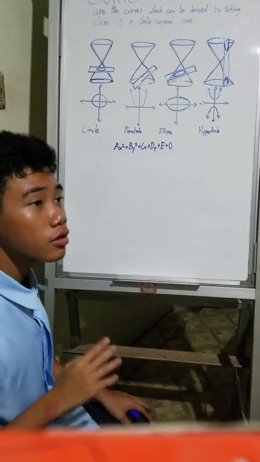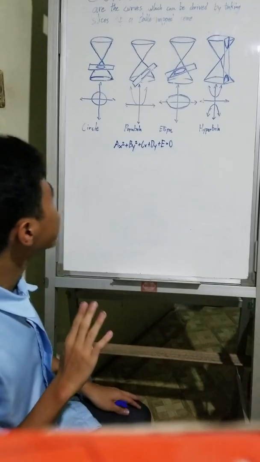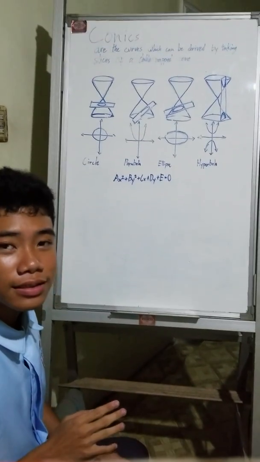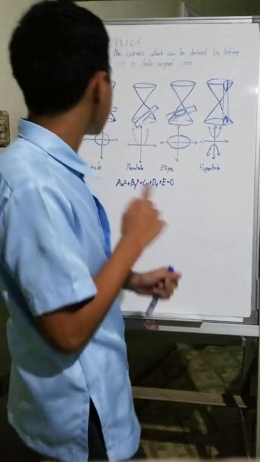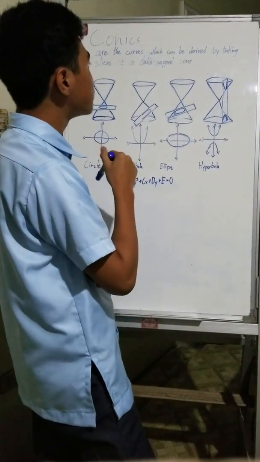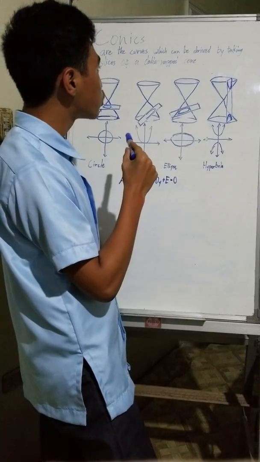Today we will be discussing conics in under 10 minutes because of the lack of space. Let's start already. Conics are curves which can be derived by taking slices of a double-nape cone.